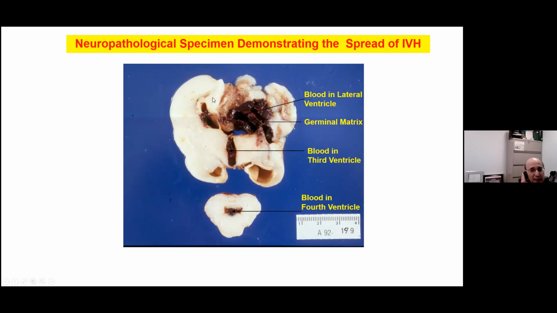So that is the spread. The spread will become important because you can see here that the aqueduct of Sylvius is a very narrow communication between the lateral and the 3rd ventricles. And if this clogs up, then the spinal fluid behind will start to increase. It's like if you've got a drain and it clogs up completely, you'll get rapidly progressive enlargement of the ventricle. On the other hand, if the blood flows all the way through and you get hydrocephalus, as we'll talk about a bit later, that is known as a communicating hydrocephalus.